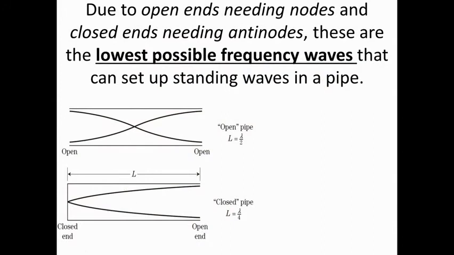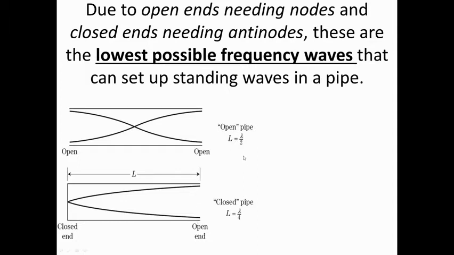We have two different types of pipe, one that's going to be open at both ends and one that's going to be open at one end and closed at the other. And so what we have right in here is the simplest wave, the fundamental frequency in which you can set up a standing wave, where on the open ends it has to have an antinode at both ends, so this is the smallest possible wave where that occurs. And then here we have a closed end, so you have to have a node, and an open end where you have to have an antinode.